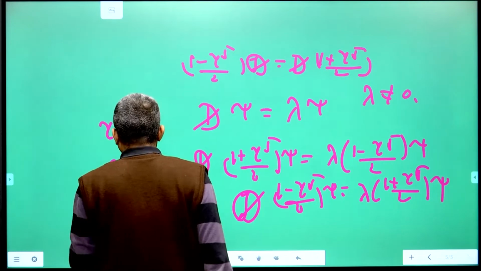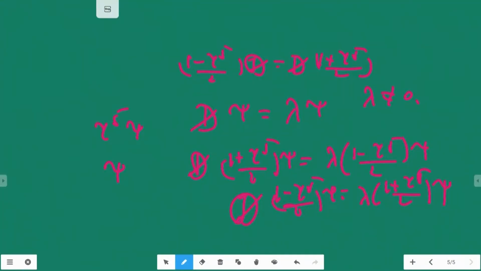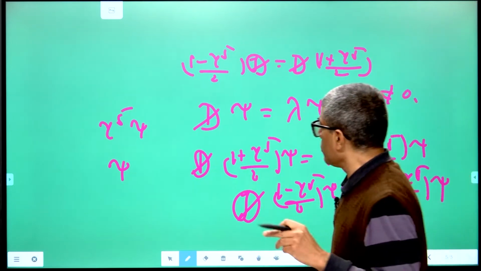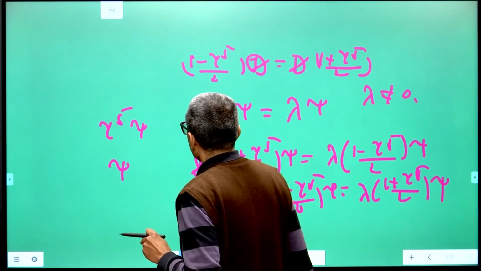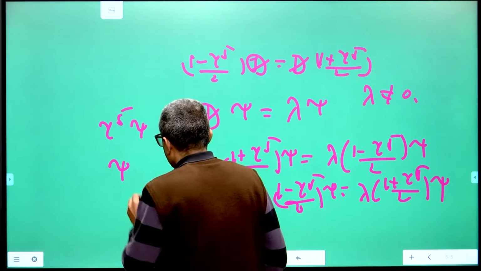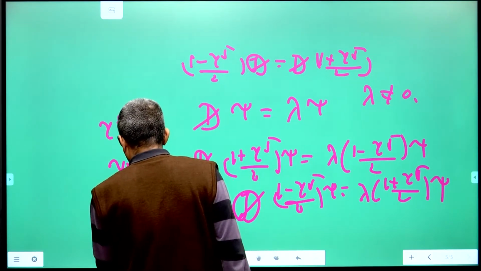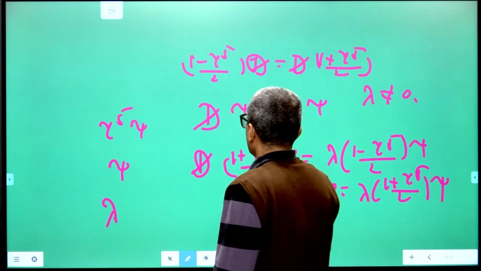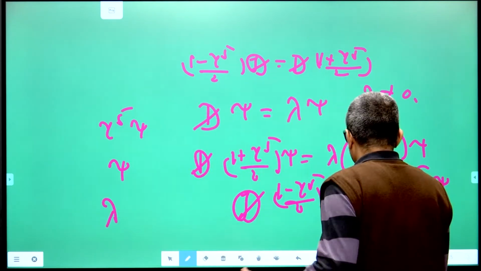So if psi is an eigenfunction of the Dirac operator with eigenvalue lambda, then gamma phi psi is an eigenfunction of the Dirac operator with eigenvalue minus lambda, and pairing will take place.